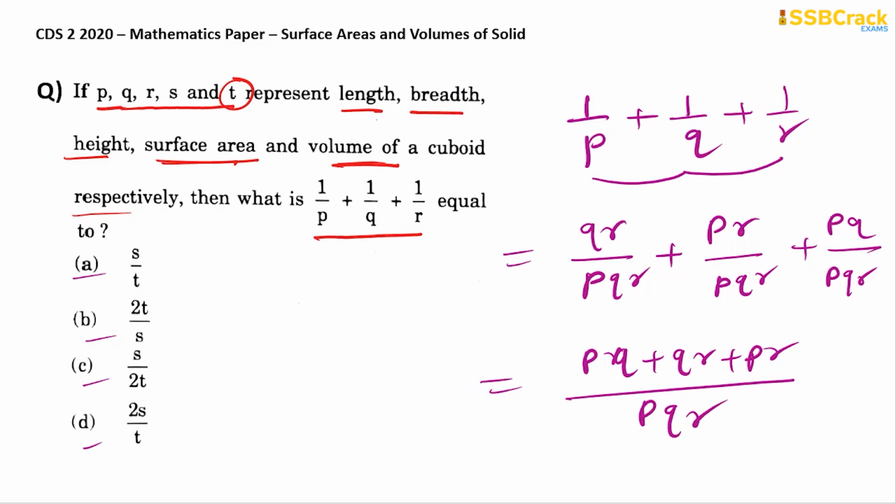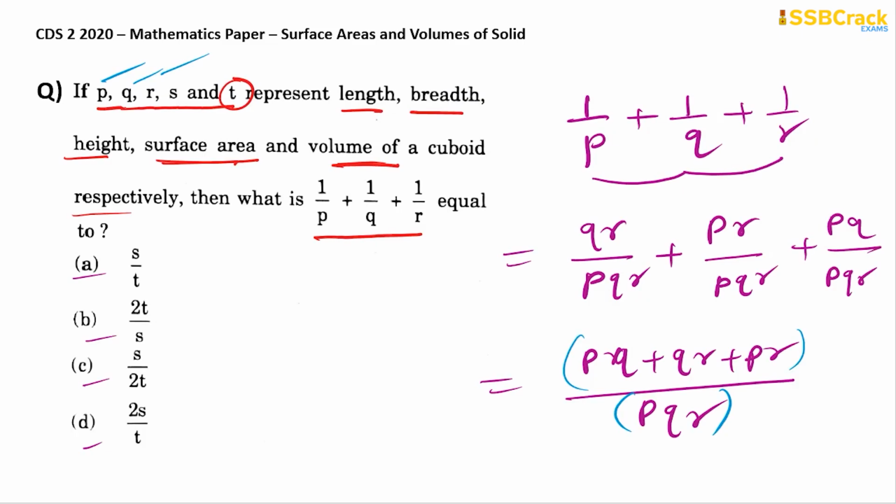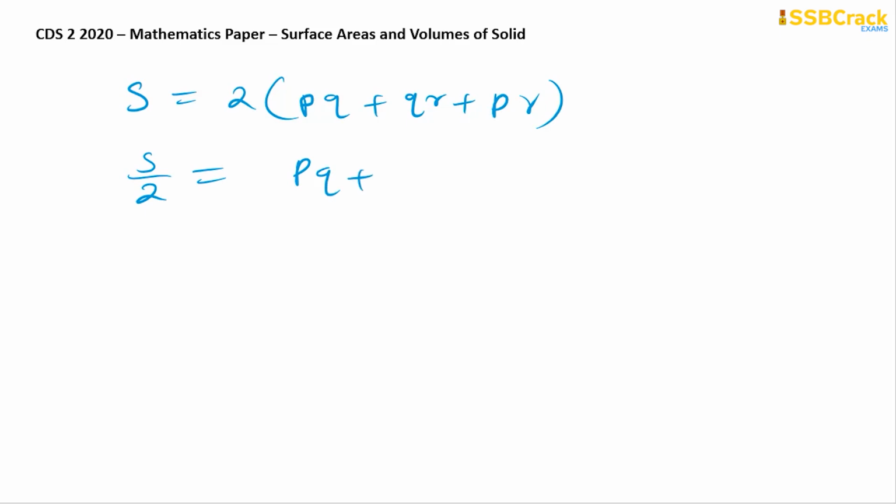Now what were P, Q and R? They were length, breadth and height. Means this denominator is nothing but the volume of the cuboid formula, LBH, right? And the numerator we are missing a 2, because we know this surface area. What was the surface area notation? S, right? So we know that for a cuboid the surface area formula is 2 times LB plus BH plus LH. But here the notations are PQR, so it's PQ plus QR plus PR. Right, so S by 2 we will get to be PQ plus QR plus PR, means we are now obtaining the required answer, right?